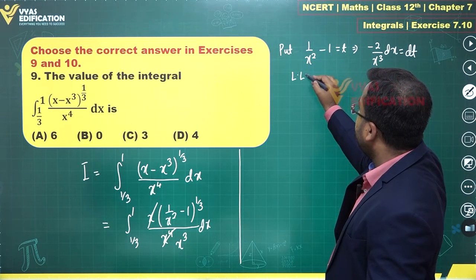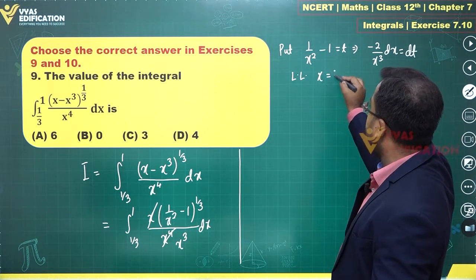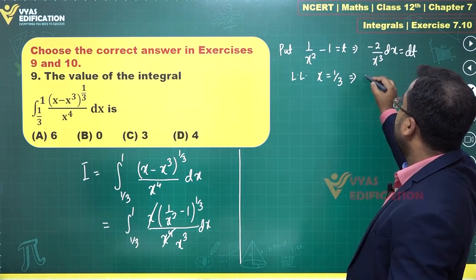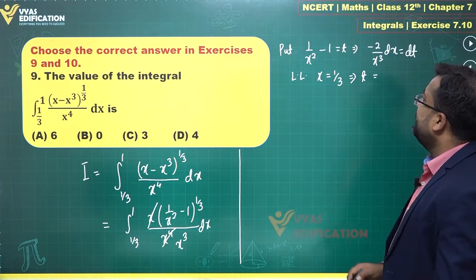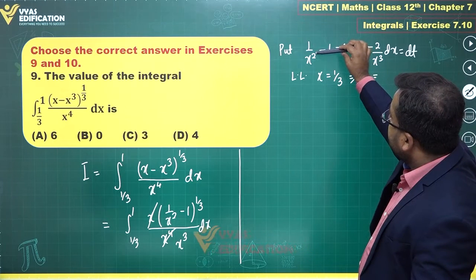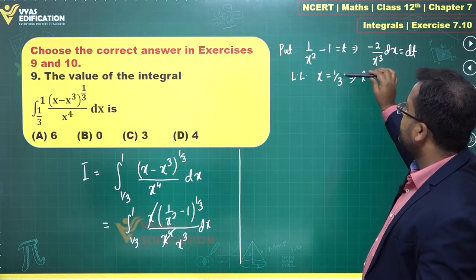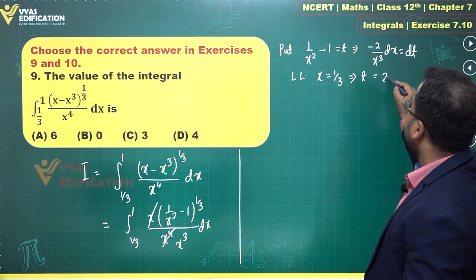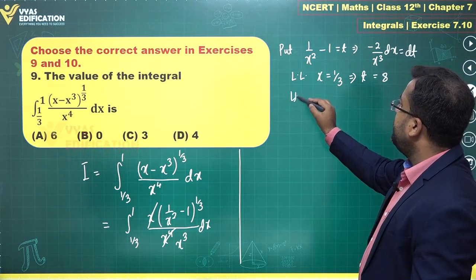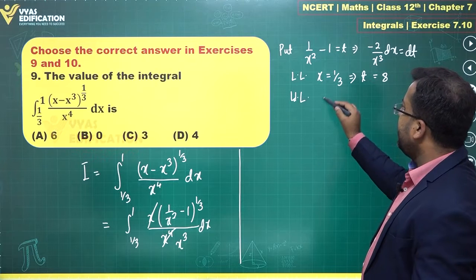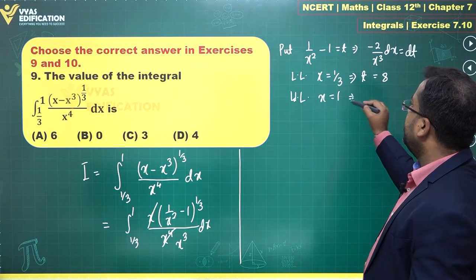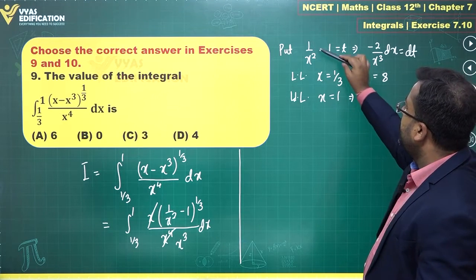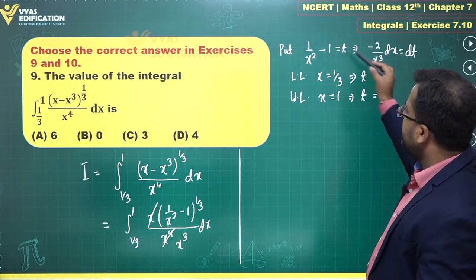What about the lower limit? Lower limit is x equals 1 by 3. What does that give me? t will be equal to the reciprocal of x square, so x square will be 1 by 9. Reciprocal of that will be 9 minus 1, 8 is what I get. Upper limit is x equals 1. That tells me t will be equal to 1 by 1 square, which is 1 minus 1 is 0.